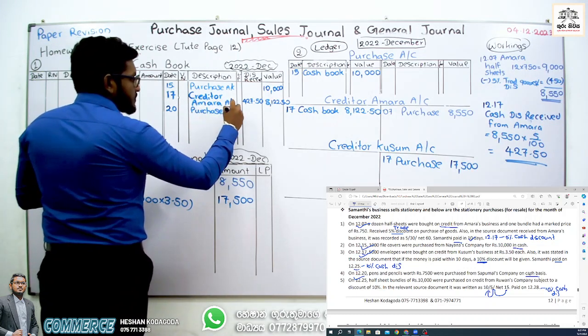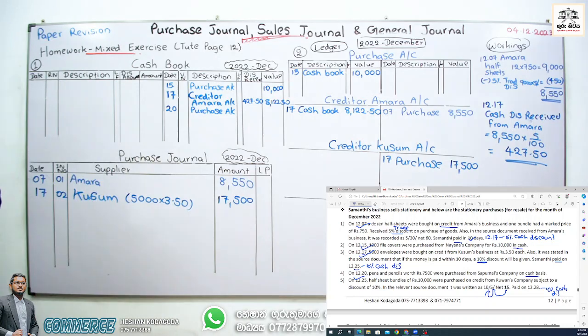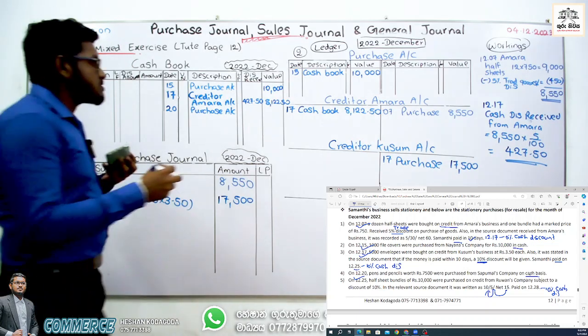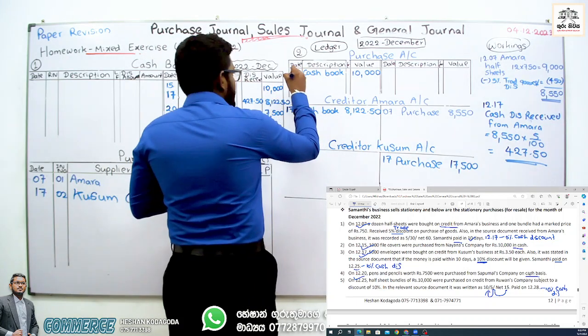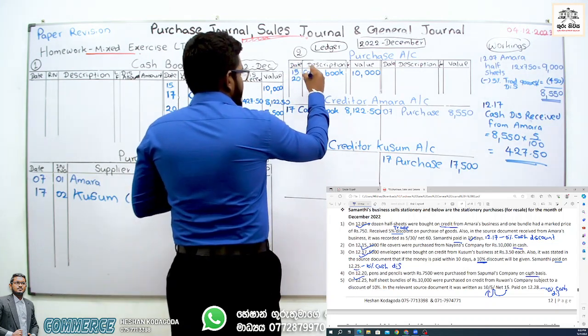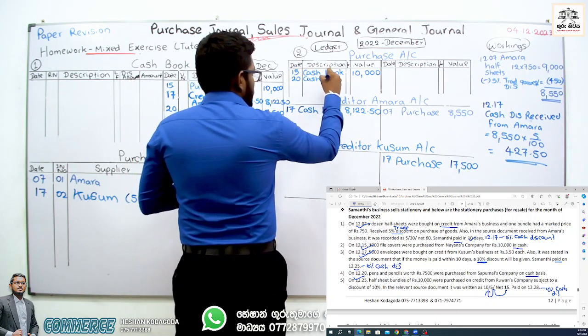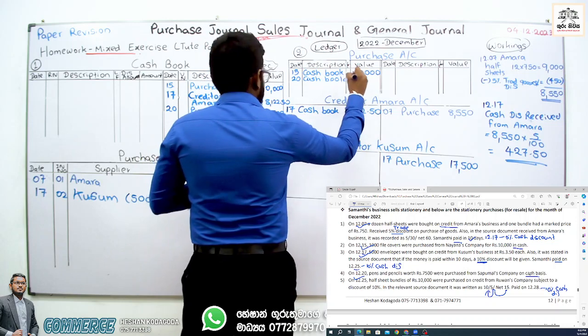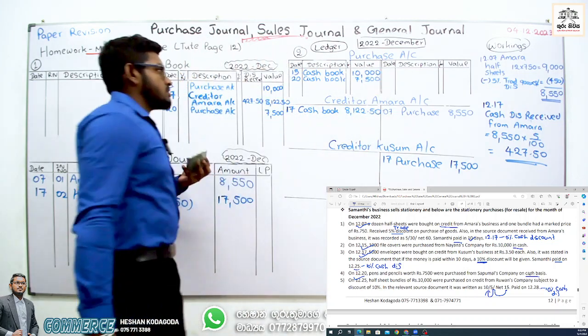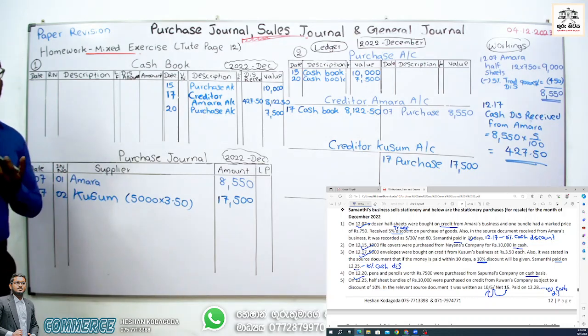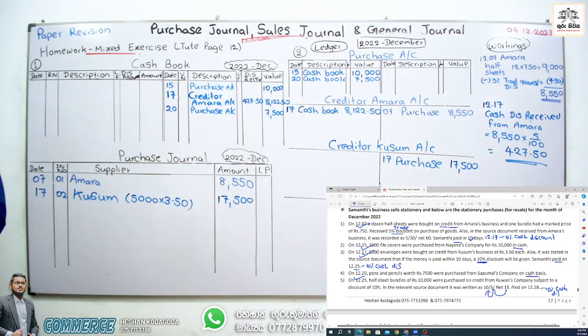How much? Rupees, you can write the total. It's rupees 7,500. Cash book credit, purchase account debit. 20th, you can write cash book. How much? Rupees 7,500. After 20th, we can go to the 25th.